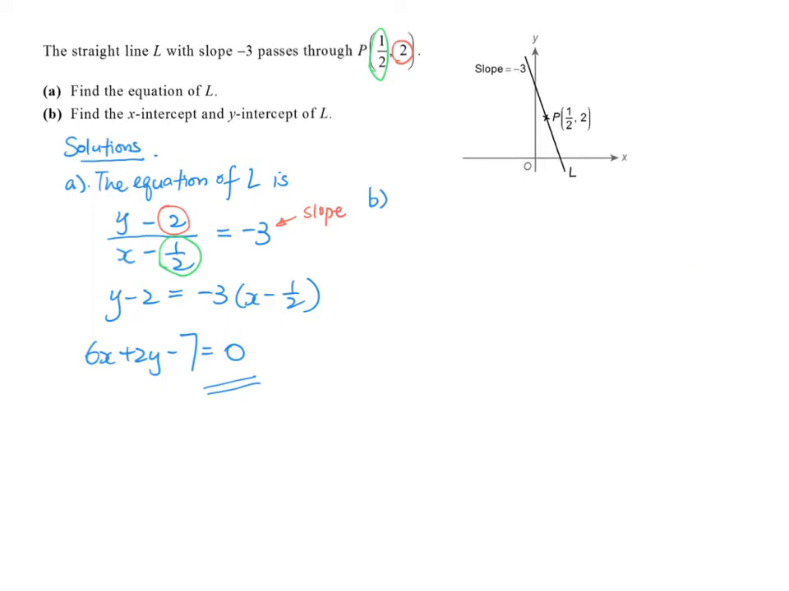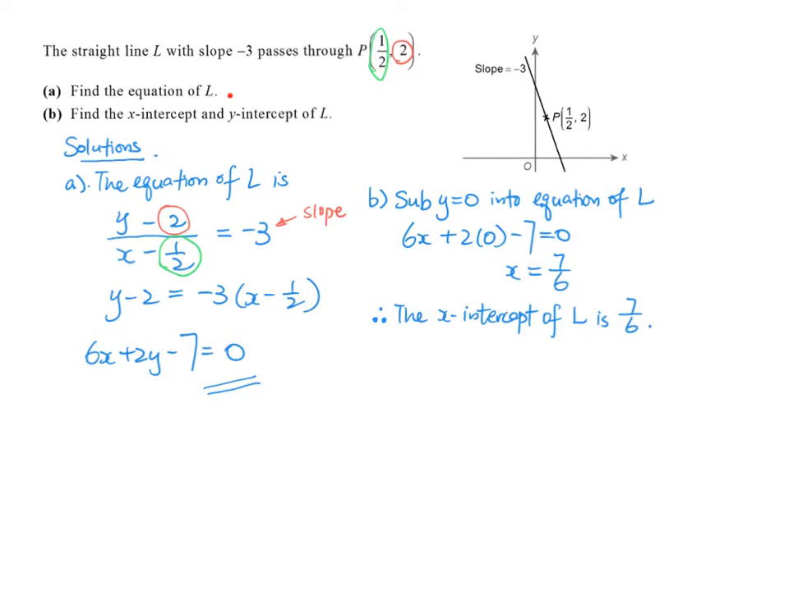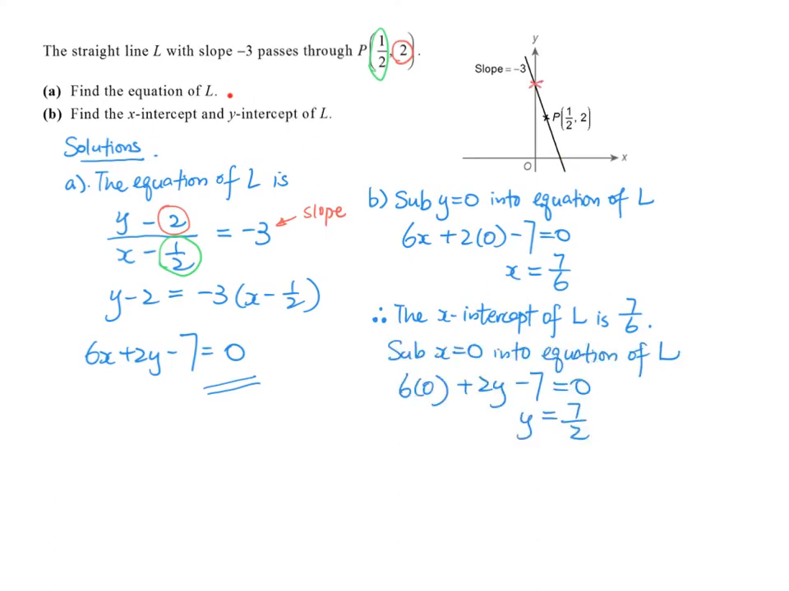And part B, find the x-intercept and y-intercept of this line. So to find this x-intercept, it would be some number and the y-coordinate must be 0, right? So we put that into the equation like this, and you solve for x. And so the x-intercept would just be this number. So this is 7/6. Likewise, you do the same thing for the y-intercept. Now here, this would be 0 and some number for the y-intercept, right? So that's how you do it. You find the y. And so the y-intercept of L is 7/2.